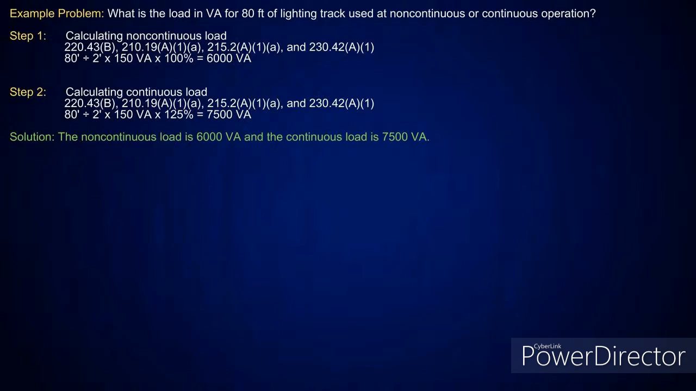Now, when you look at track lighting, what does it tell you over there? It says, other than dwelling units or guest rooms or guest suites of hotels and motels, an additional load of 150 volt-amperes shall be included for every 2 foot of lighting track. So if it's for every 2 foot, that means I have to divide that 80 foot by 2.